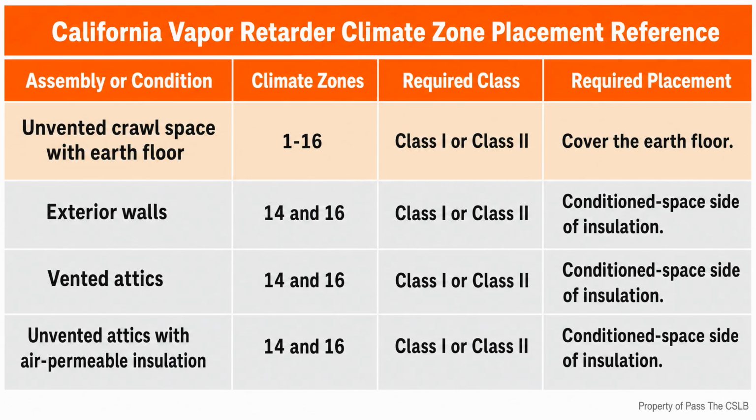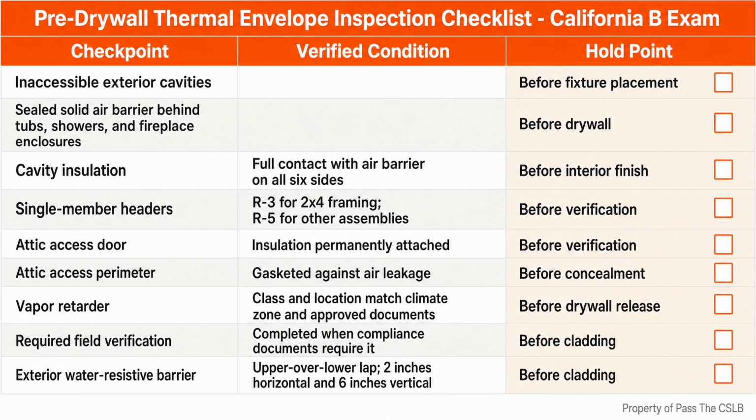The final pre-drywall pause is a short coordination check, not a new design exercise. The checklist on screen starts at inaccessible areas. Confirm that sealed solid air barriers are already behind tubs, showers, and fireplace enclosures. Confirm that insulation fills its intended cavity and remains in contact with the air barrier on all 6 sides. Check the special header insulation.